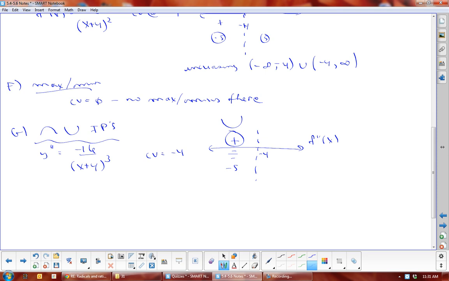If I am doing, say, 5, I don't even know why I'm doing 5. I should just do 0, but okay. If I put in 0, I will get a negative over a positive. It gives me a negative. It's concave down. So, and then since -4 does not exist, no IP or IPs.